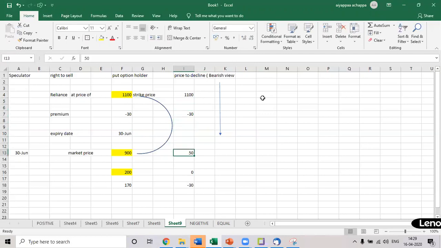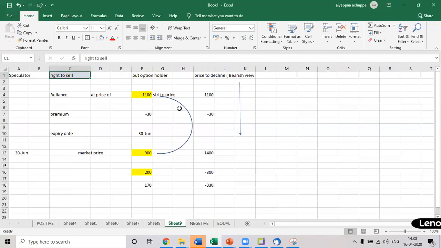Now the market price has gone to 1400. So do you have to buy it here at 1400 and give it to him at 1100? Ideally you will end up incurring around 300 rupees loss. But remember, you have the right to sell. So you say, I won't sell to you, you won't get anything out of the contract, you lose only 30 rupees. So for a 30 rupees loss, you end up making around 170 rupees premium, 170 rupees gain.